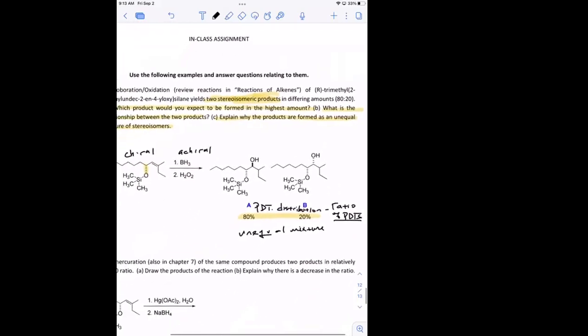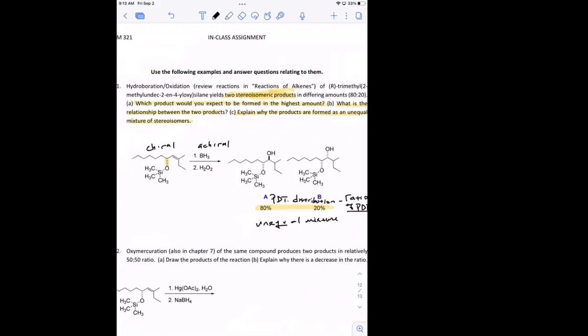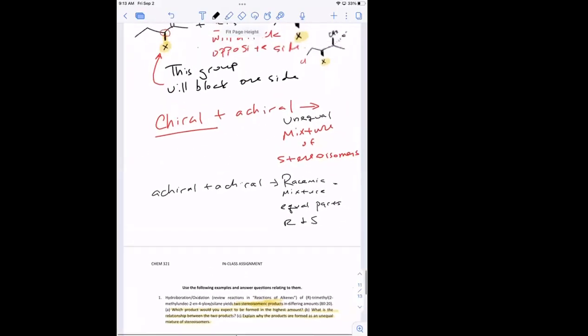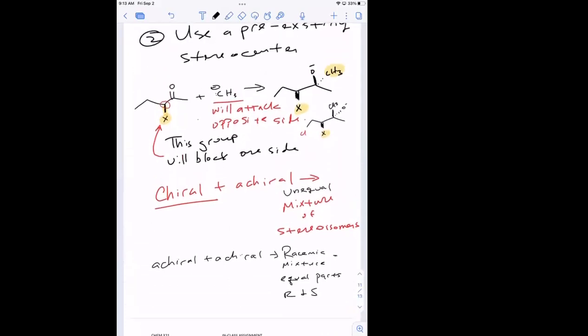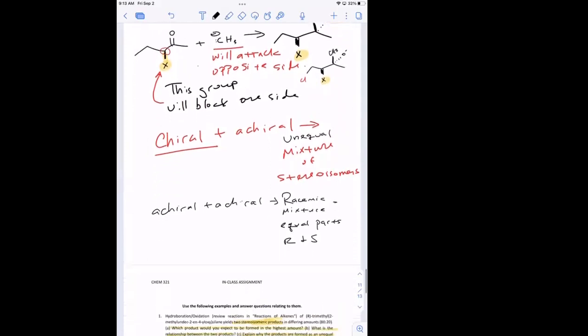All right. So C, explain why the products are formed as an unequal mixture of stereoisomers. The reason is because I started with a chiral molecule that had a pre-existing stereocenter, and I reacted it with something achiral, and it gave me an unequal mixture. It should give me an unequal mixture because that's what we set up here. If you start with a pre-existing stereocenter, that's something that's chiral, you react it with something that's not chiral, you're going to get a mixture of stereoisomers, and it's going to be unequal, right? The inequality depends on two things.